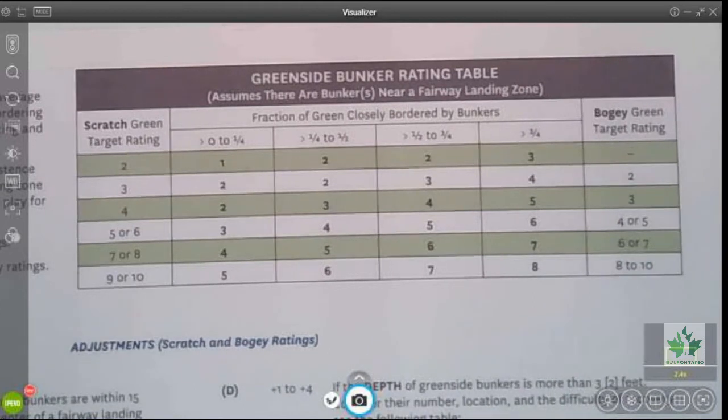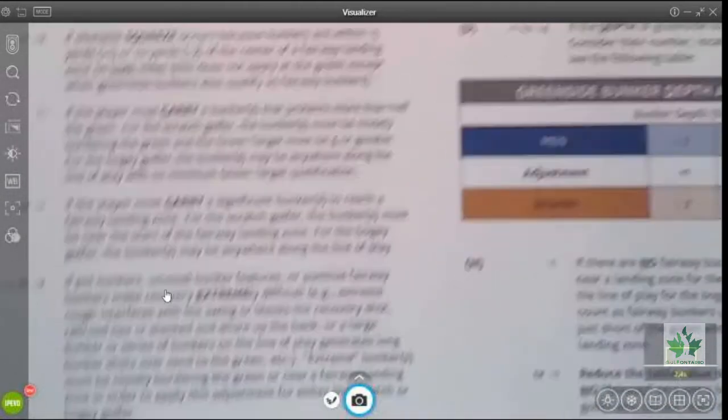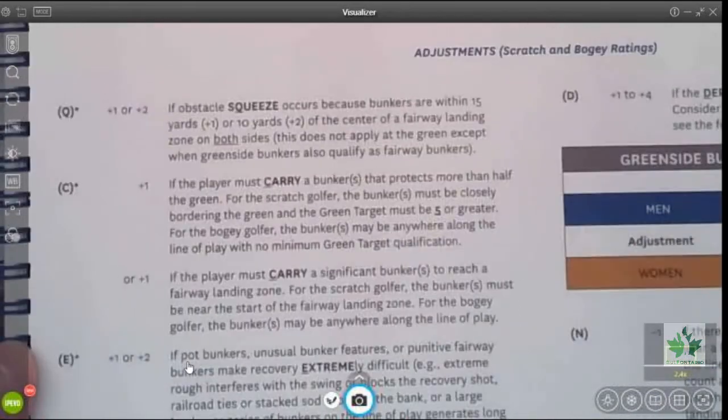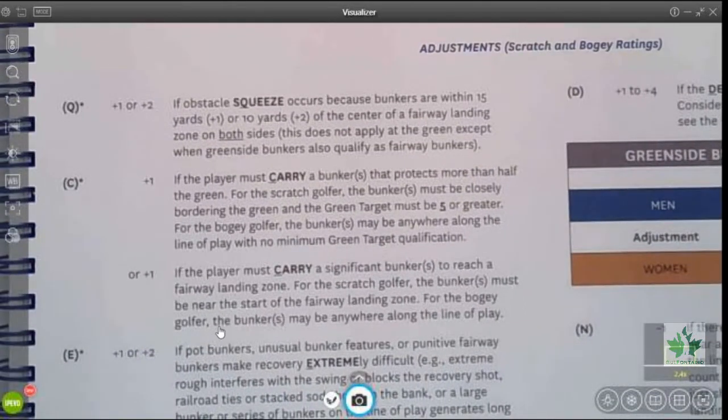So let's take a look at some of the more common adjustments that we use here. The obstacle squeeze adjustment is in for a big change. Squeeze is when you have bunkers on both sides of your fairway landing zone. It doesn't occur at the green; we deal with it differently at the green, but on a fairway landing zone, you get bunker squeeze. If there are bunkers within 15 yards of the middle of the fairway, it's a +1, or within 10 yards, it's a +2.